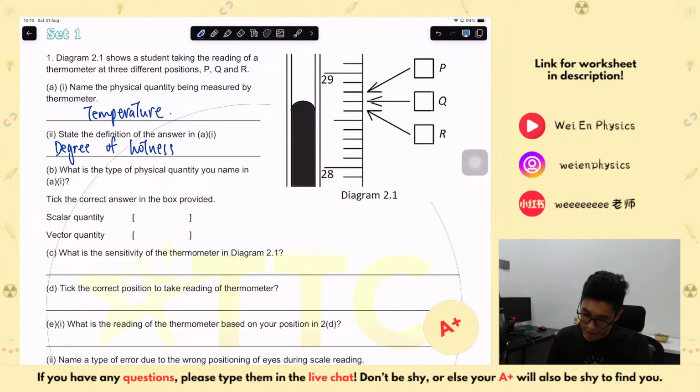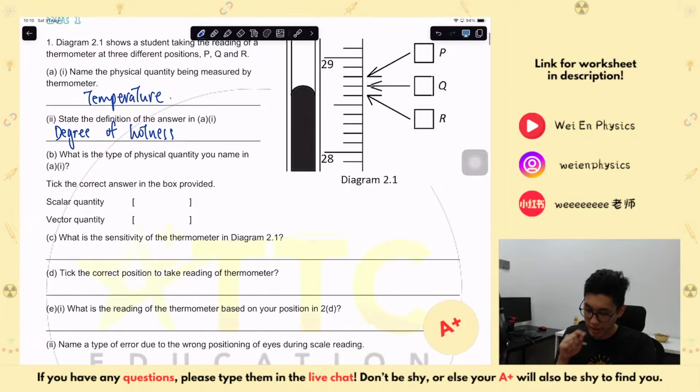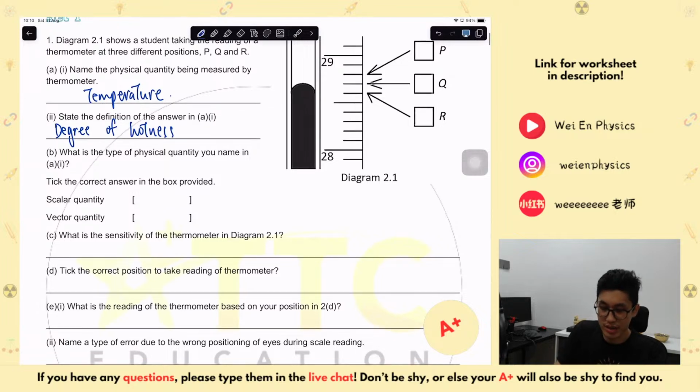Next one, what is the type of physical quantity you named in A1? Tick the correct answer in the box provided. Temperature is something that has amount but doesn't have direction. Temperature has no direction, so we call that a scalar quantity. A vector quantity means it will have direction.